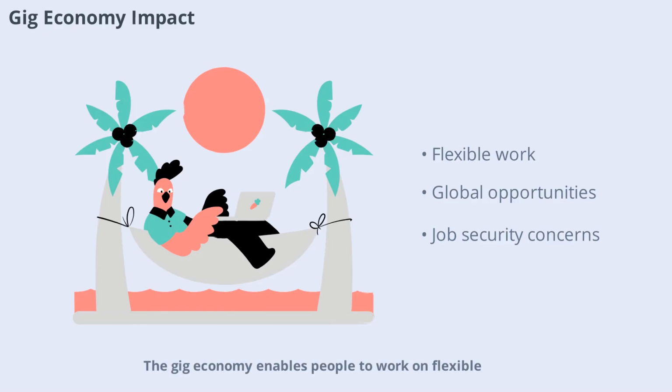The gig economy enables people to work on flexible, short-term projects through platforms like Upwork and Fiverr. This model disrupts traditional employment by offering autonomy and access to global opportunities. While it brings flexibility, it also raises questions about job security and benefits, highlighting the trade-offs of disruption.